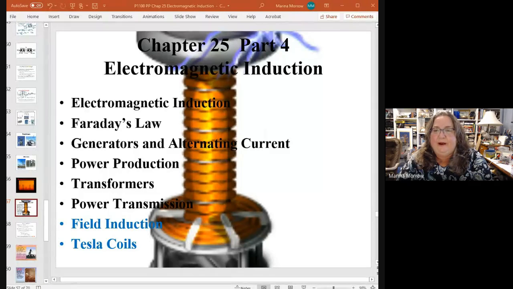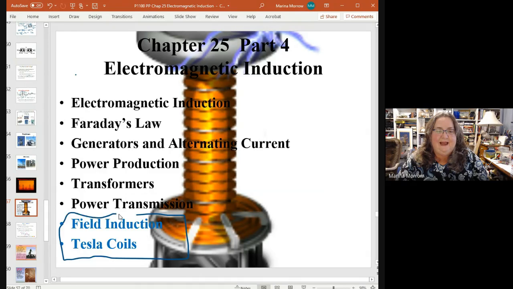Okay, for part 4 of chapter 25, what we're looking at is field induction and Tesla coils. Just this last little part. So what is field induction?